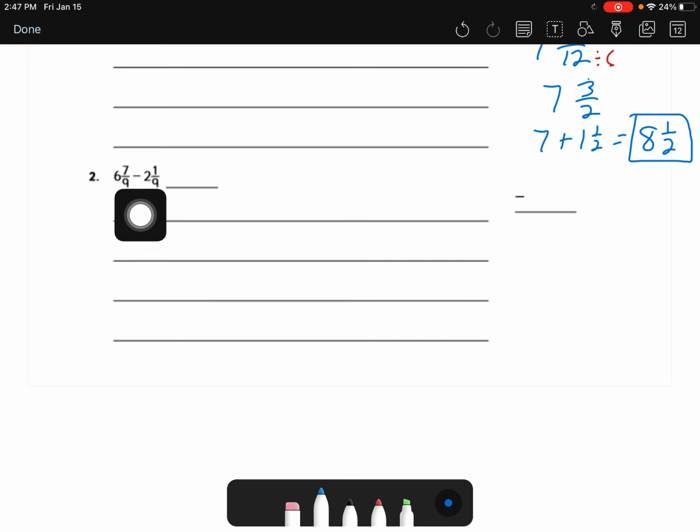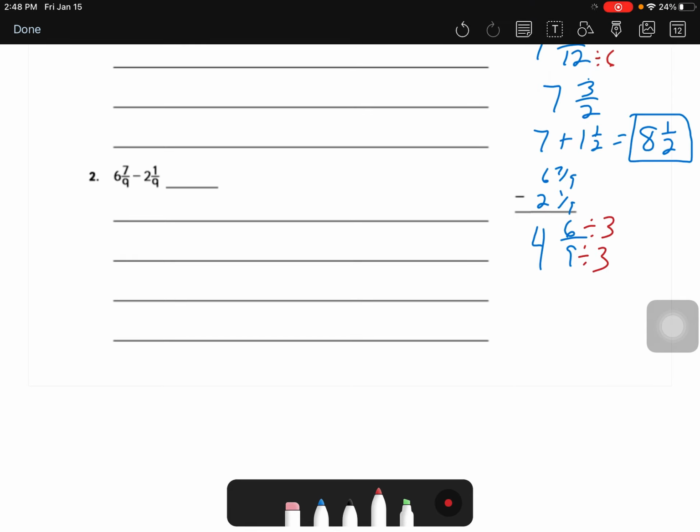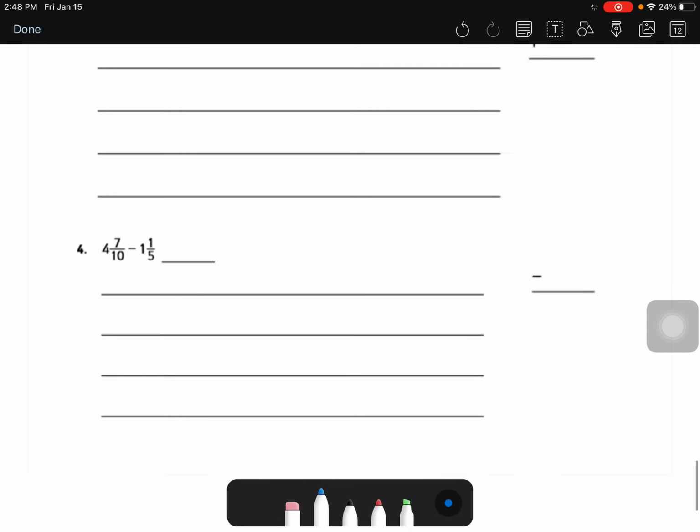All right, this one, we've already got common denominators. So I've got 6 and 7/9 minus 2 and 1/9. So 7/9 minus 1/9 would be 6/9, and then 6 minus 2 is 4. And so I can divide by 3 to simplify. So when I do that, I get 4, and 6 divided by 3 is 2. 9 divided by 3 is 3. I get 4 and 2/3. I think just a couple more here.